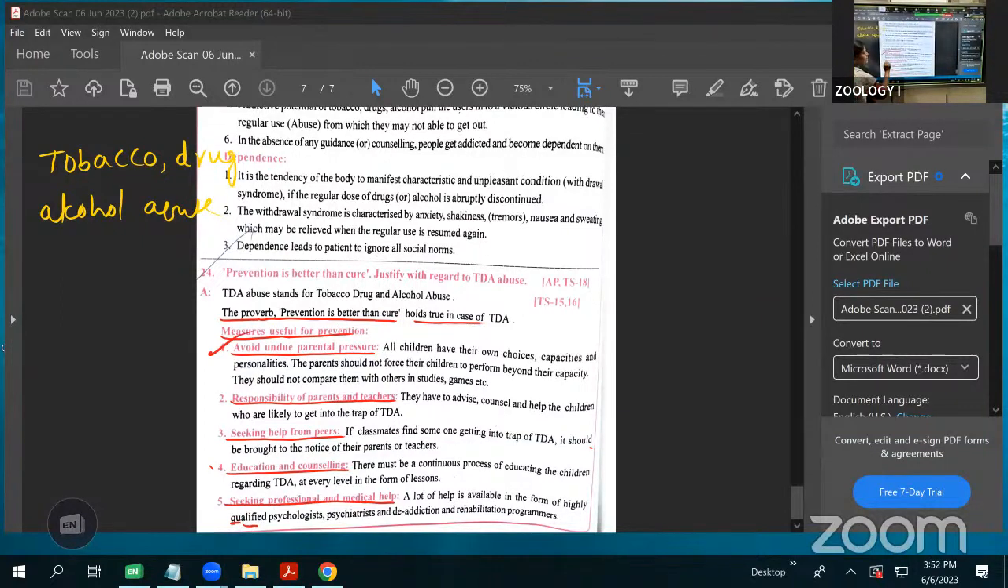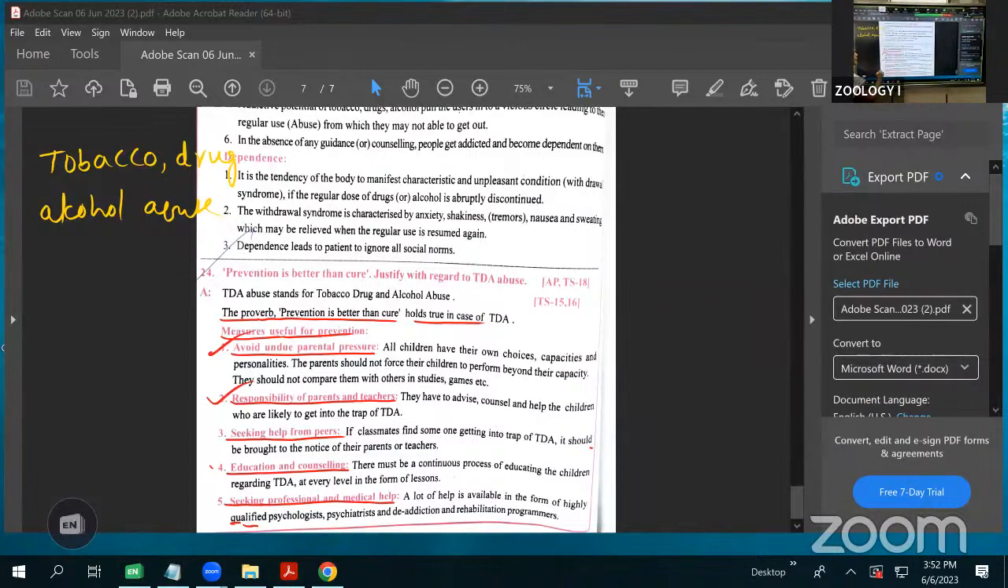Next is the responsibility of the parents and teachers. When any child is getting trapped in TDA, the parents and teachers give counseling and advice to that child. That is the second one. Next, if any classmates or friends find their friend or classmate trapped in TDA, they inform their teachers or parents. That is the third measure, seeking help from the peers.